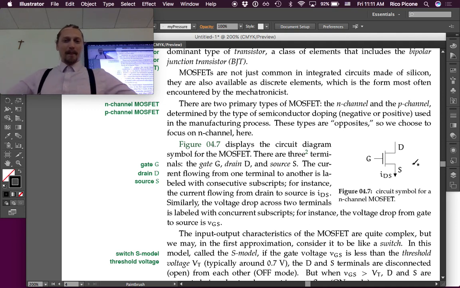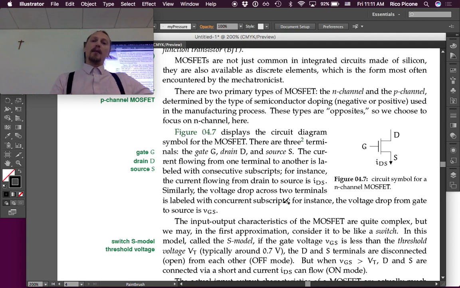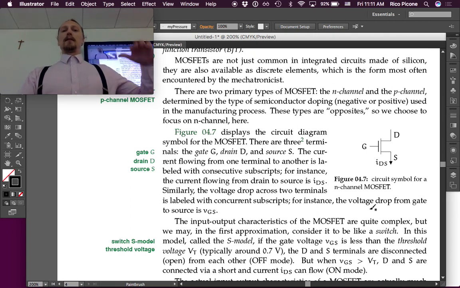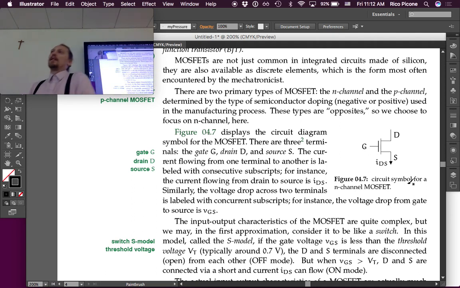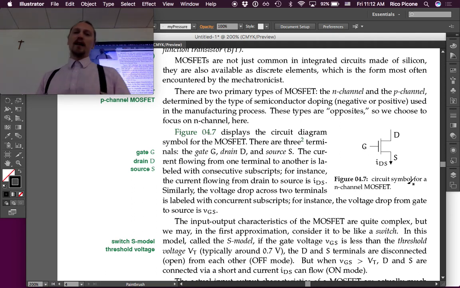All right. So another notation thing. Voltage drop across 2 terminals is labeled with concurrent subscripts. For instance, the voltage drop from gate to source, so the voltage from G to S, is V sub GS. It's a common notation, but we haven't used that in this class so far.